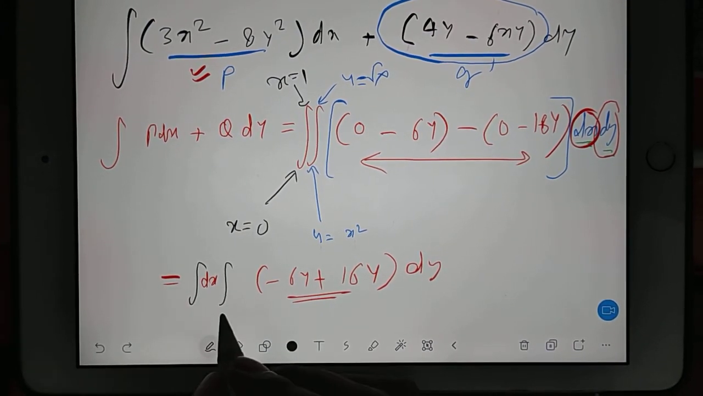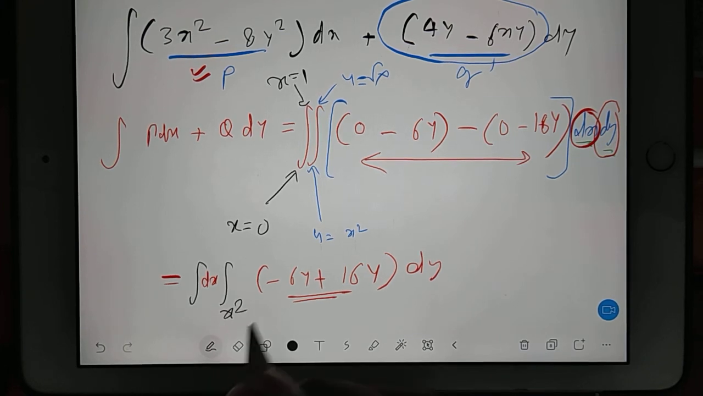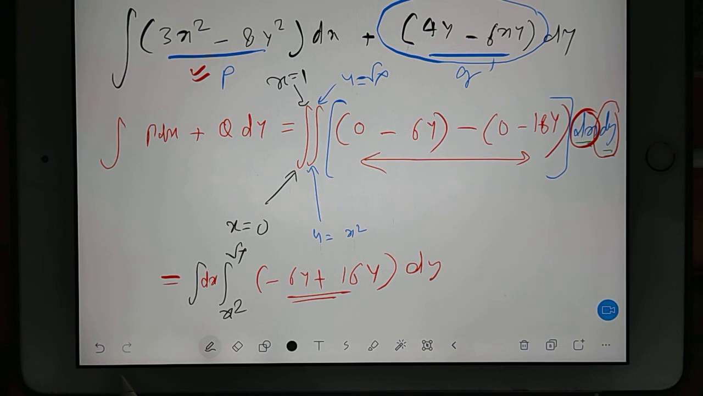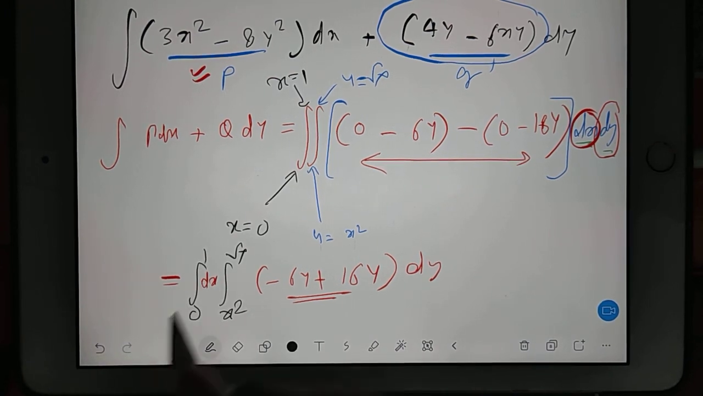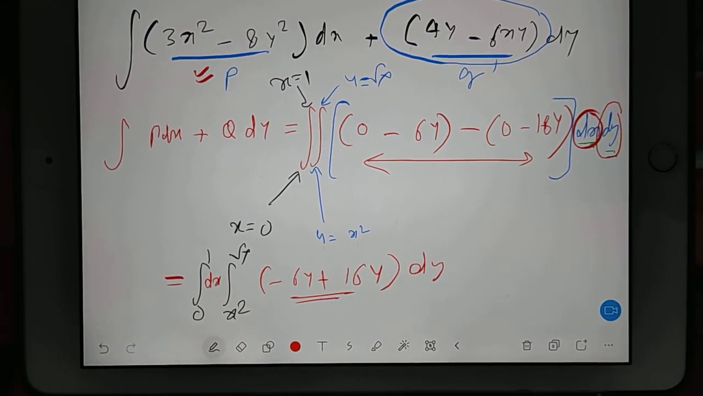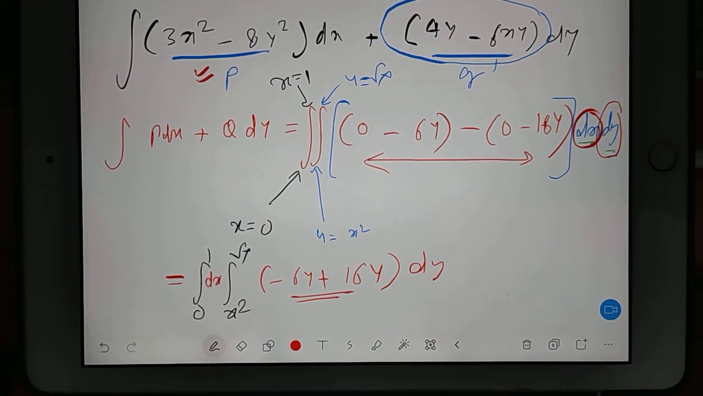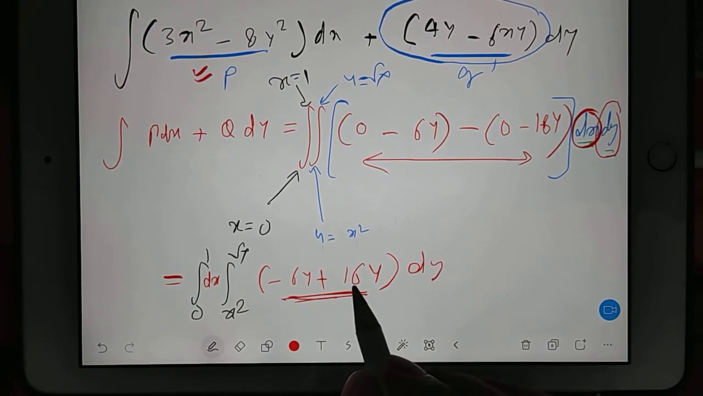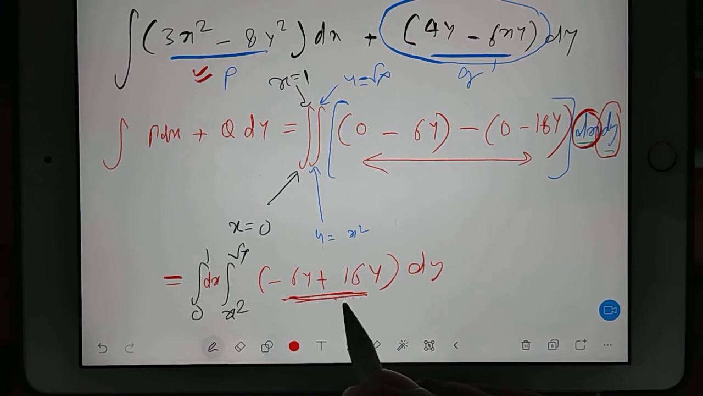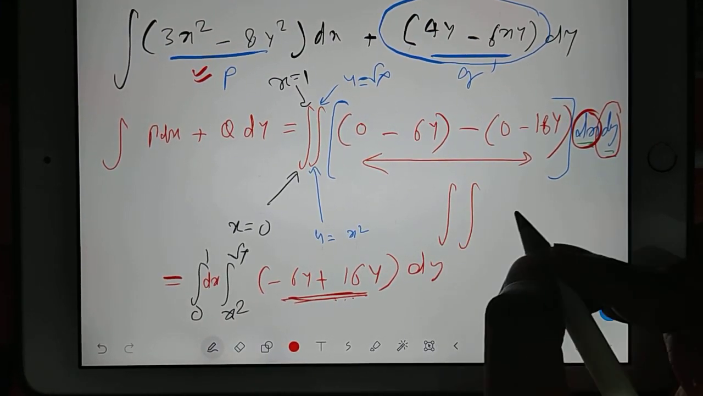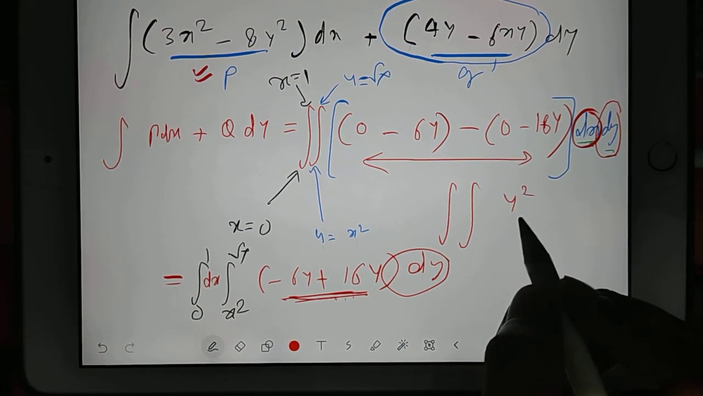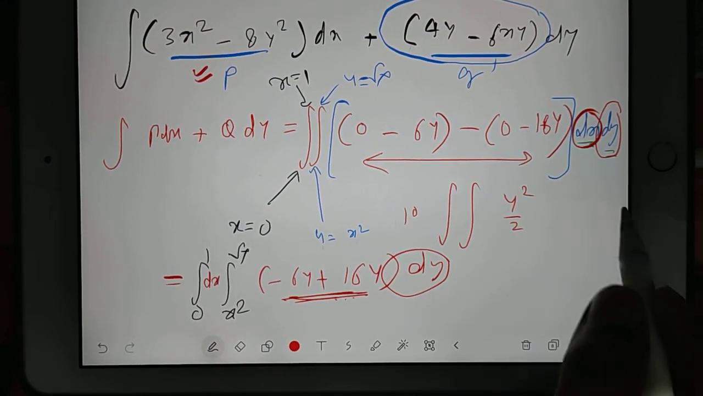Here you have limit x square to root x, and then you have limit 0 to 1. That's all done. Now what will you do? You integrate this y part first. So you'll be getting the inside one. You solve this, you're getting 10, right? So 10y, integrate for y, so you'll be getting y square by 2. And 10 you take outside, no problem.